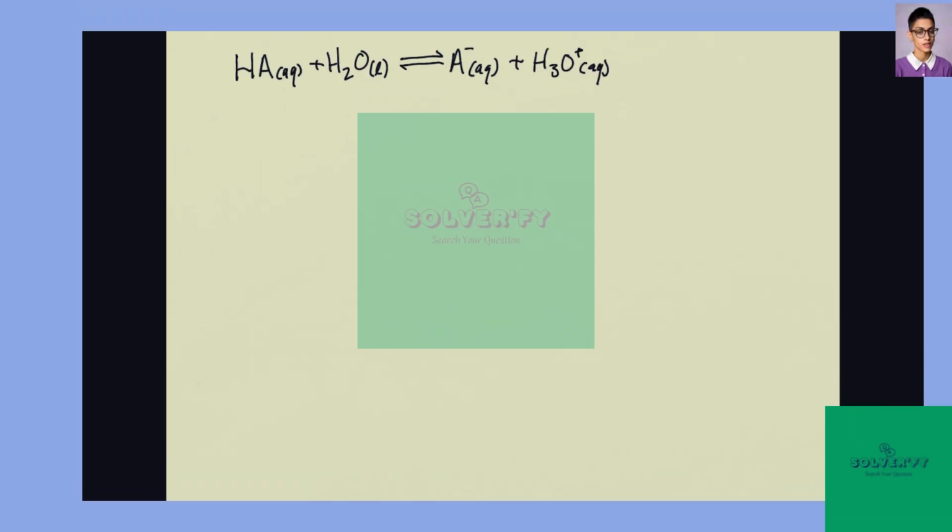Some weak acid, HA, partially dissociates into A- and H3O+, and this forms a buffer. If this buffer has a pH of 3.35, where the concentration of HA is 0.2 molar, and the concentration of A- is 0.15 molar, we can calculate the pKa of HA using the Henderson-Hasselbalch equation.